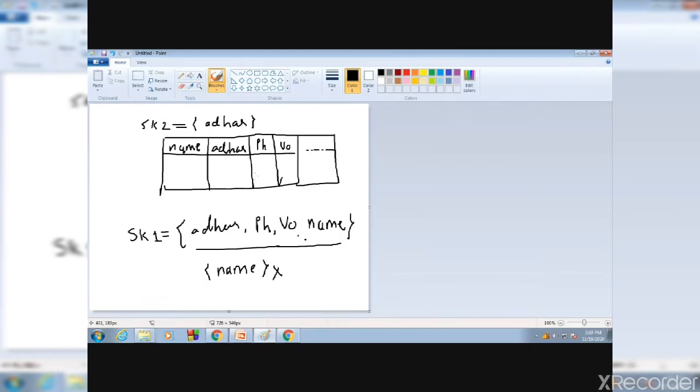So if I give an Aadhaar number, can I get his phone number? Yes. If I give an Aadhaar number, can I get his name? Can I get his voter ID? If I can get all those things, it means this is also a super key. So these two are the super keys. Like that you can have n number of super keys.